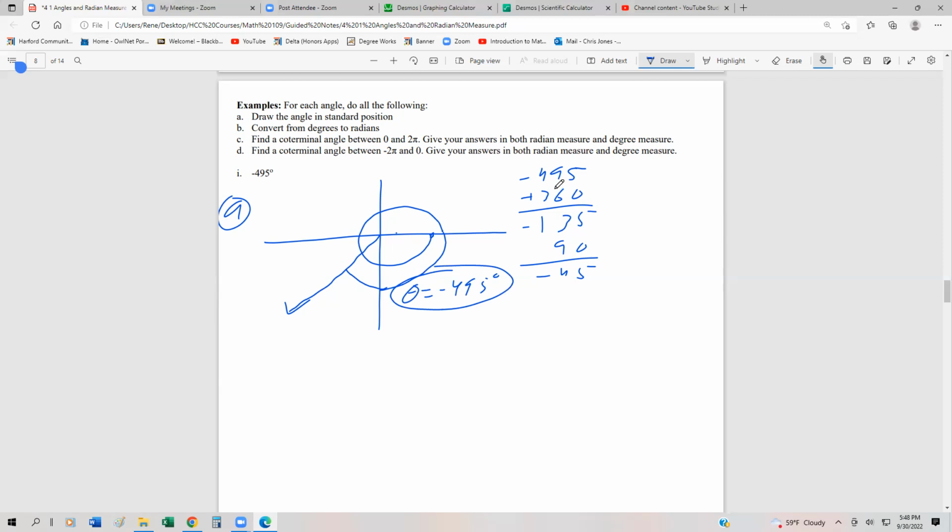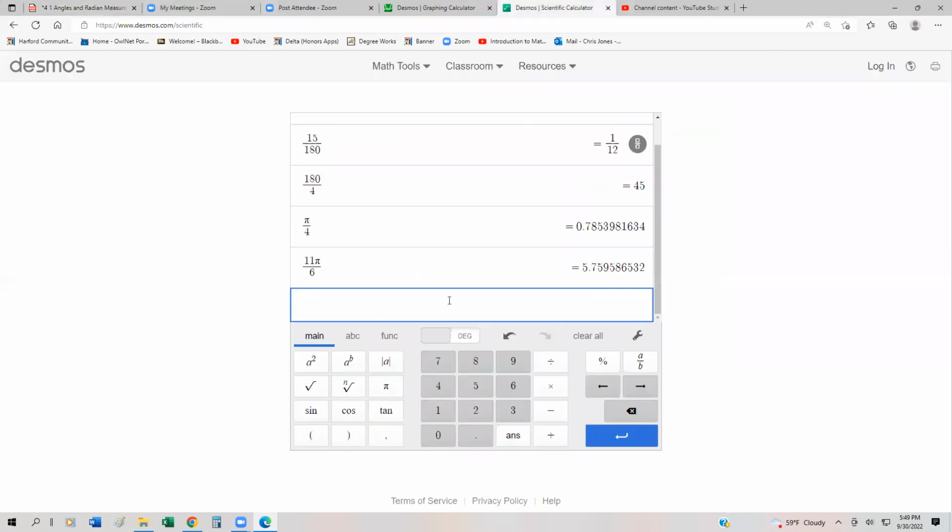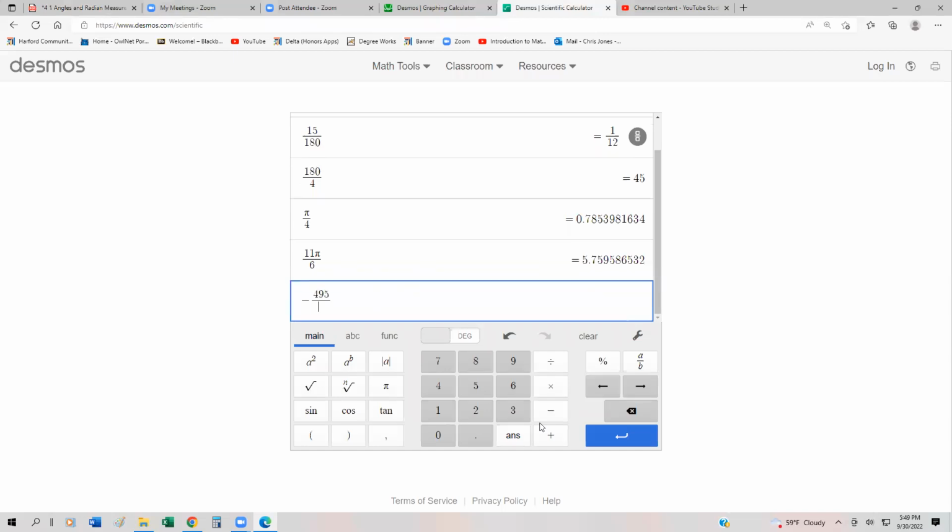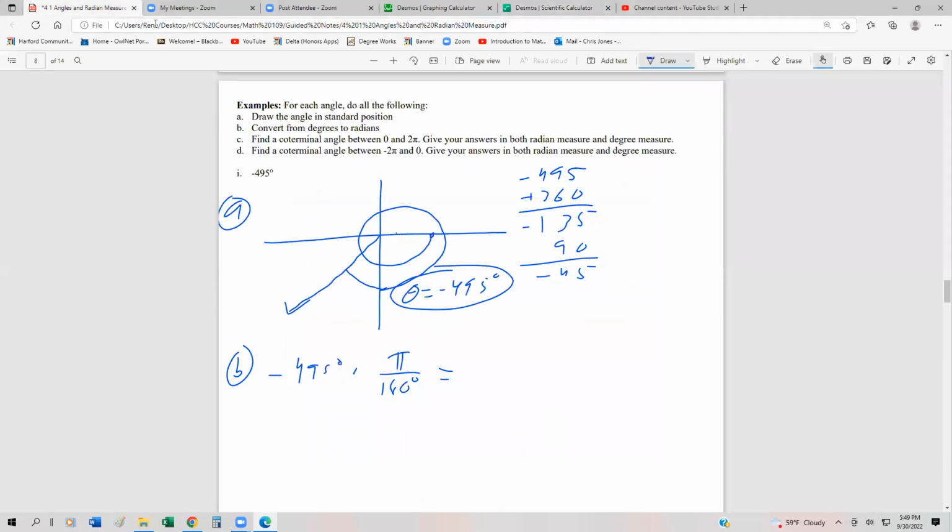If we want to convert from degrees to radians, that's easy. We can do that with our calculator. So we have negative 495 degrees, and we're going to multiply that by pi over 180 degrees. We take our negative 495 and divide that by 180. That gives us negative 2.75 or negative 11 fourths. So when we write this up, that's going to be negative 11 pi over 4.